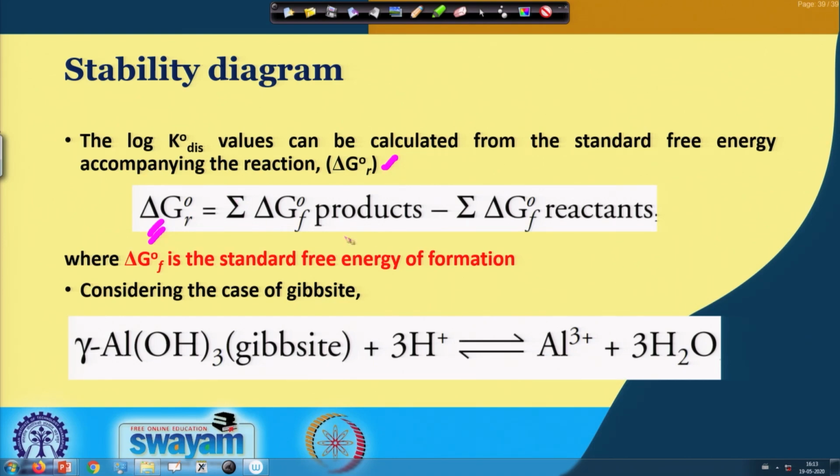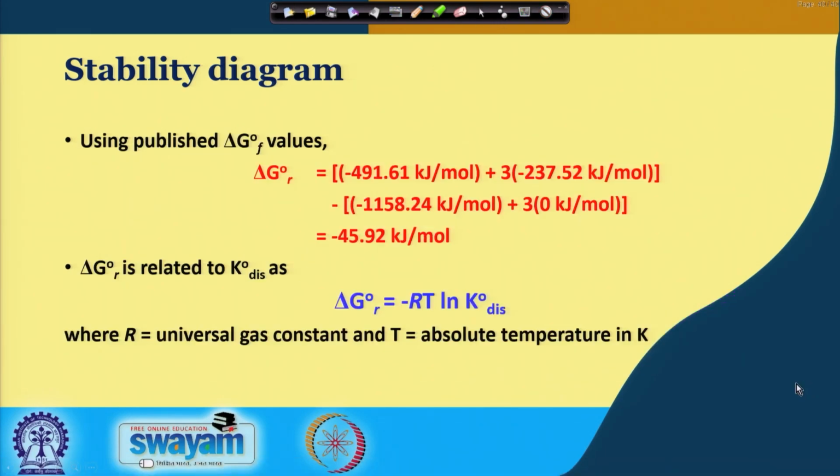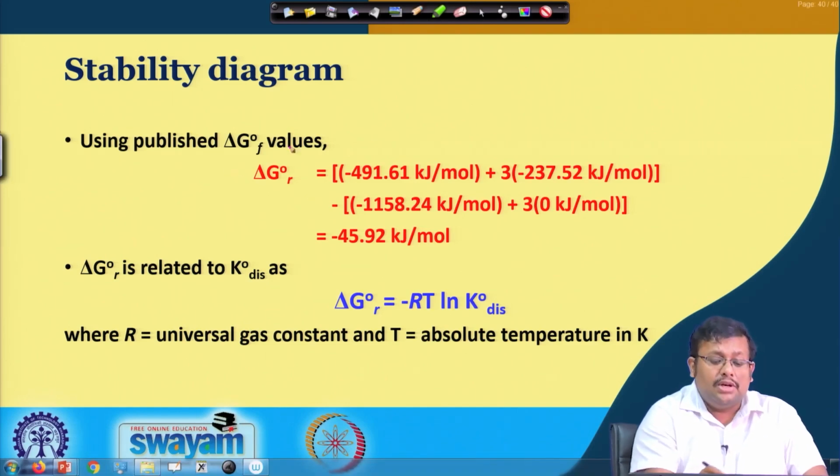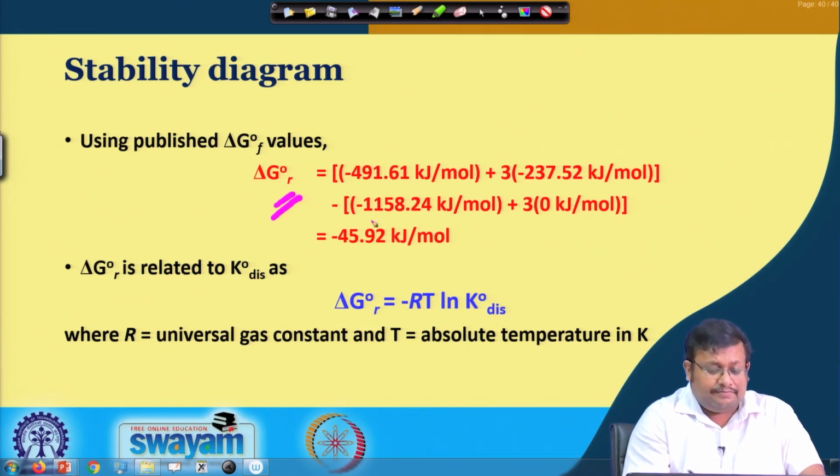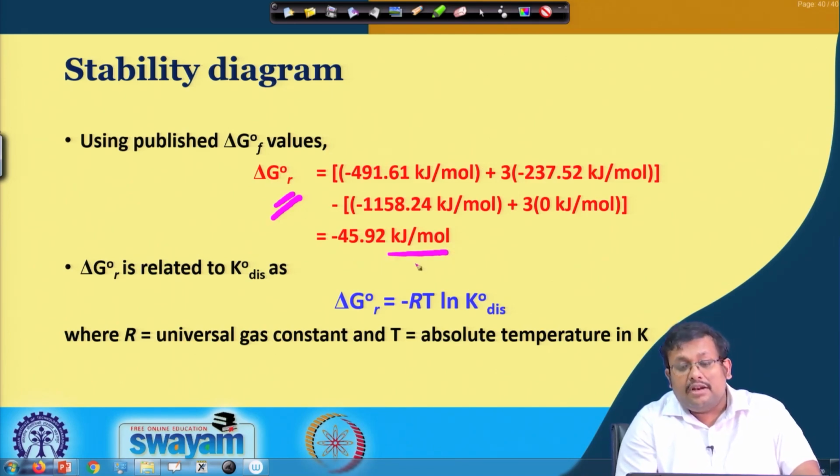Okay. Now, this is basically the summation of the standard free energy of all the products minus the summation of the standard free energy of all the reactants. Considering the case of gibbsite, we can see that when gibbsite reacts with protons, it produces Al3+ and 3H2O. We already have seen this. So, using the published values, we can calculate the value of this particular delta G0, which is minus 45.92 kilojoule per mole.